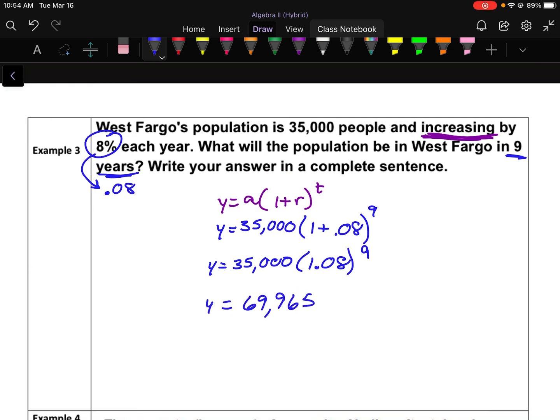And then again, just make sure you label it. We're talking people here. And that's all you need. It will say write your answer as a complete sentence, but I'm not so concerned about that. As long as you have a label and an appropriately rounded answer, you should be good to go.